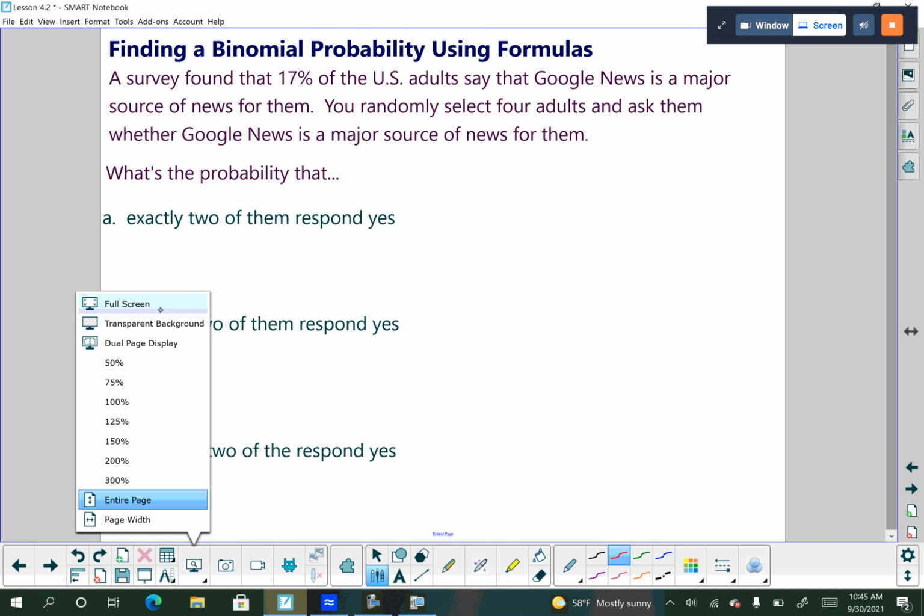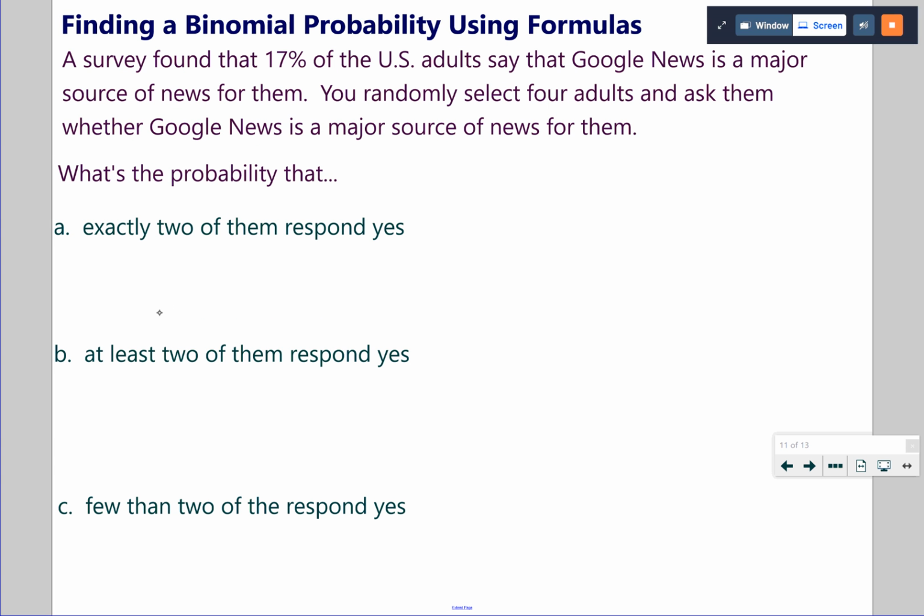All right, I want you guys to try the next one on your paper now. You can do it by hand if you want, or you can do it with the calculator, or a little bit of both if you want to try both. Okay, so here you are figuring out the probability of 2 successes, at least 2 successes, and fewer than 2 successes. So you might have to do multiple probabilities within one piece. I'll give you a few minutes.